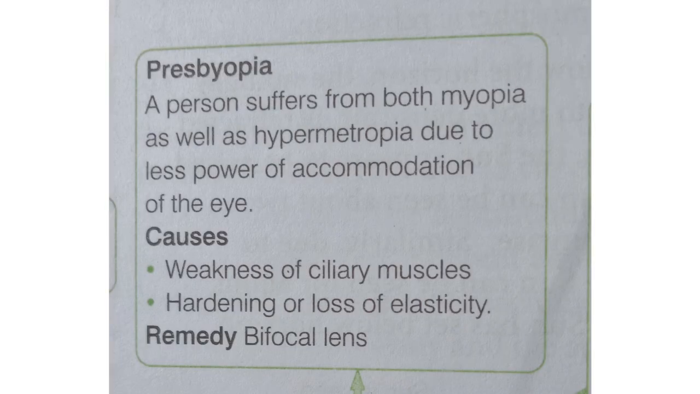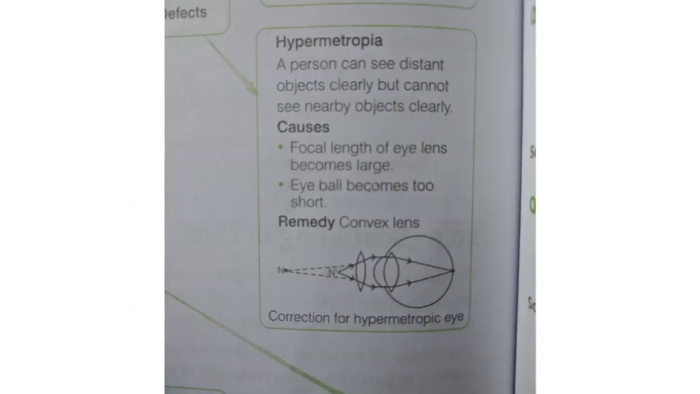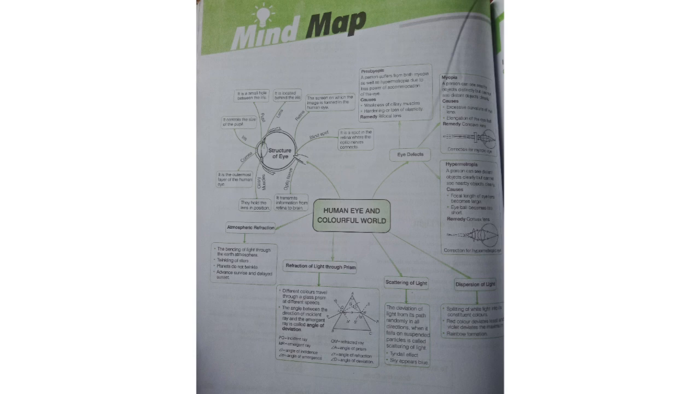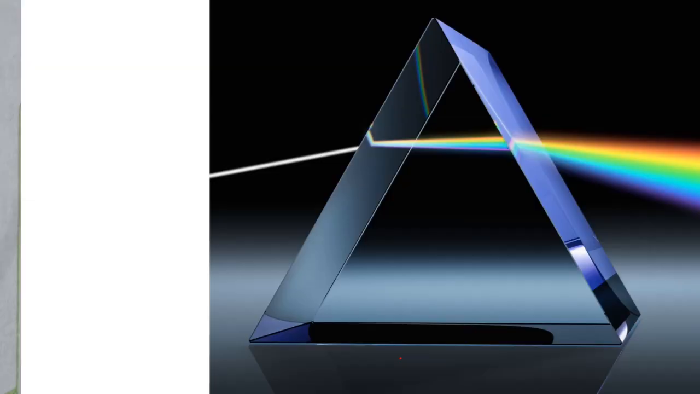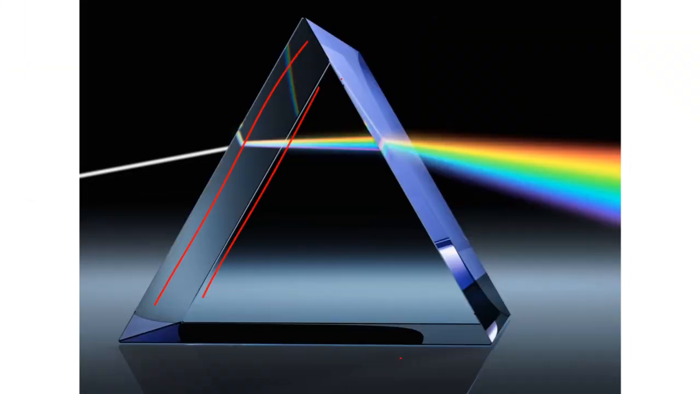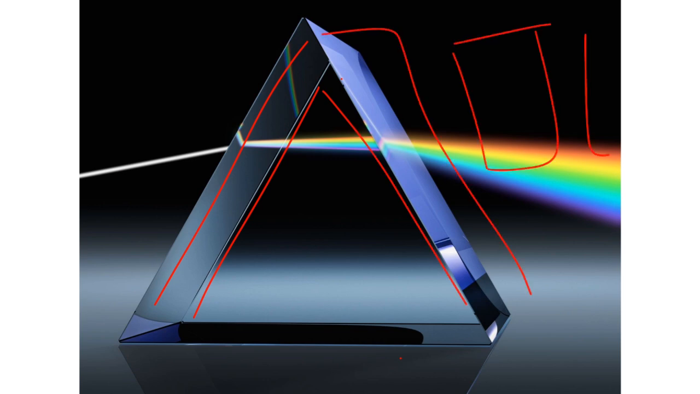Now we have completed, let me just see the flow chart. Okay, now we have completed the structure of the human eye and the defects of the human eye. Now let us move to the next part, that is refraction of light through a prism. Now what is a prism? This is a prism, and it is made up of three rectangular faces and two triangular faces.